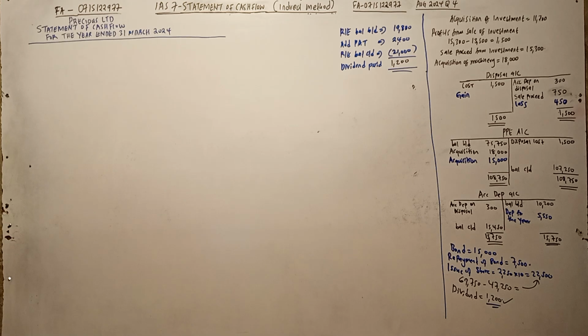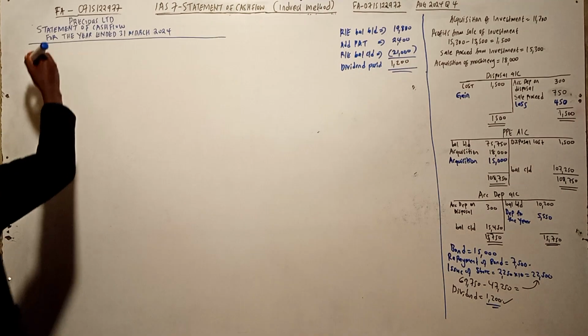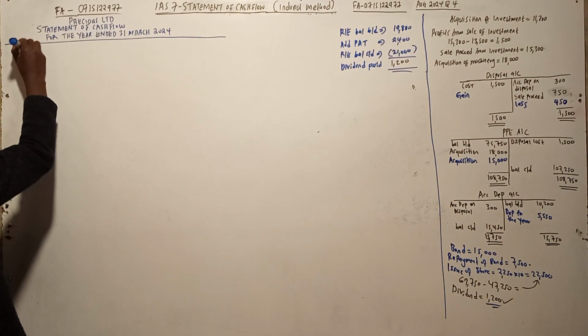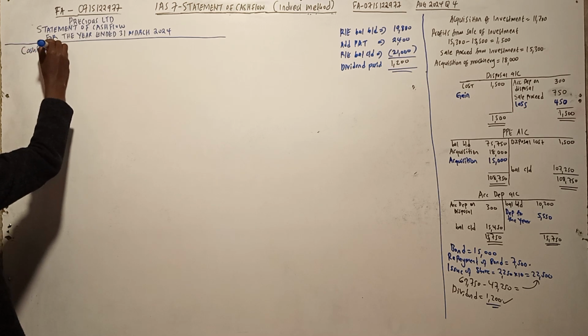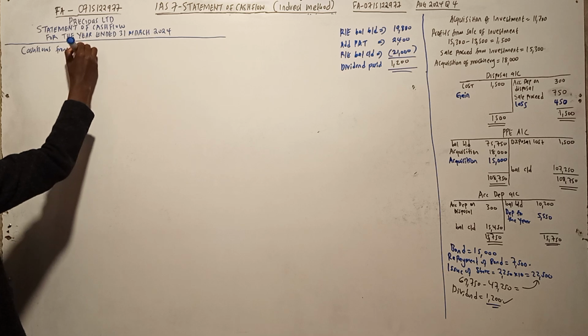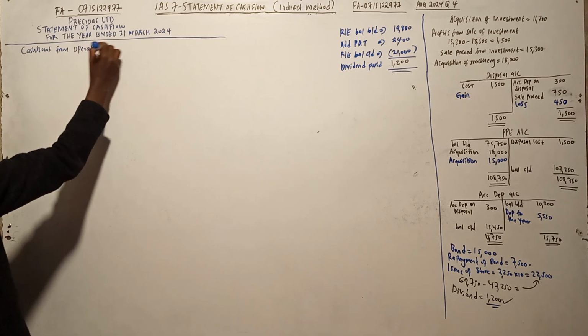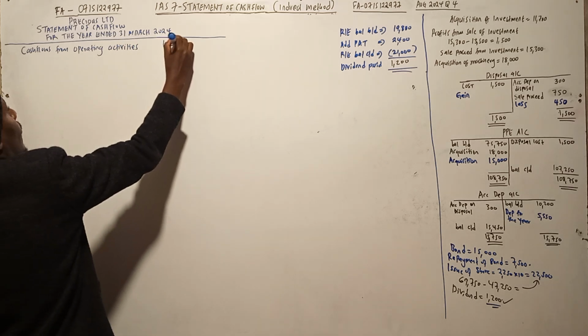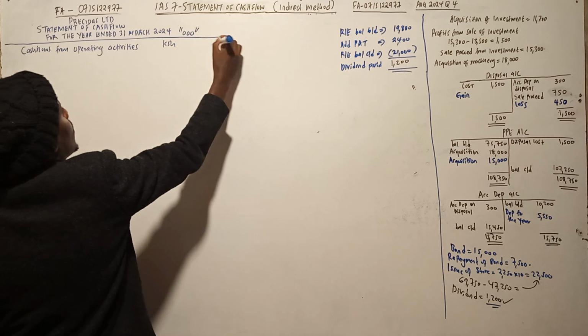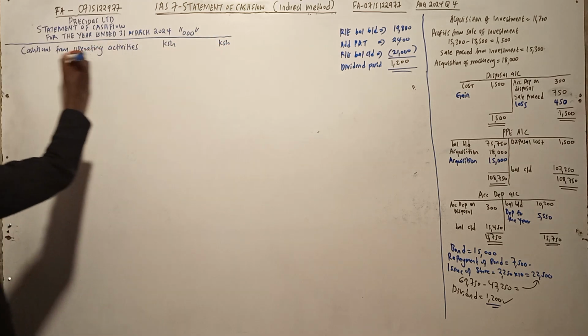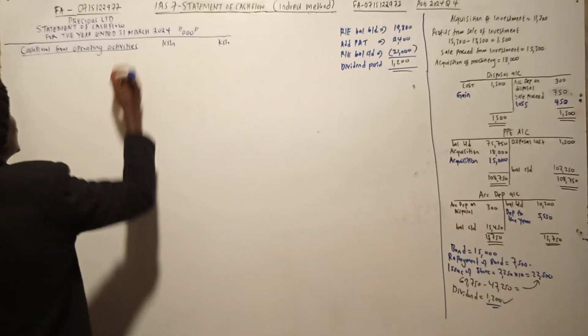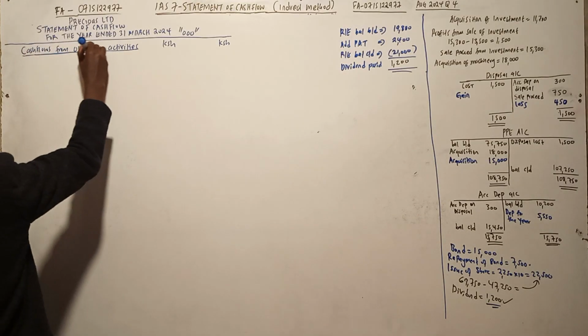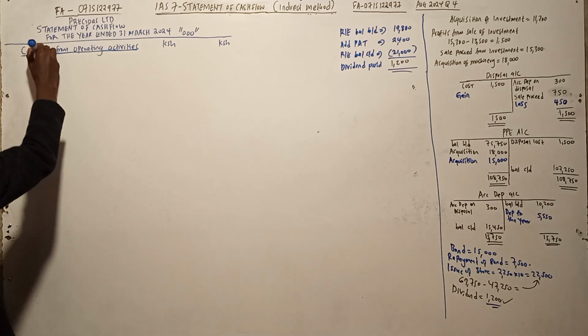Okay, so we start with the profit before tax. As usual, we start with the profit before tax. Now, not profit before tax, actually, cash flows from operating activities. So in Kenya shillings, it is in thousands, remember. So we start with the profit before tax.